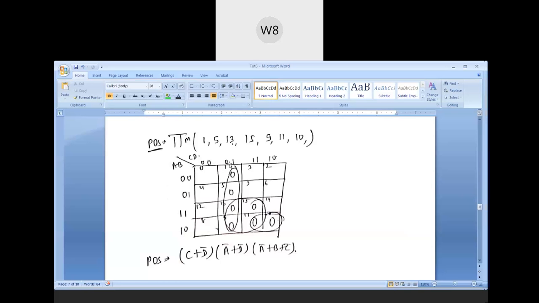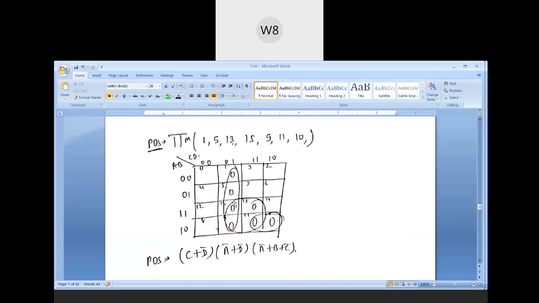So keep in mind that we write each term as the sum, and the sum is written in such a way that it is going to be 0 for a specific input. So here the input is 0 for C, 1 for D. So the corresponding term is going to be C plus D bar, because then only we will get 0 for C equal to 0 and D equal to 1. So the first term that we will get is C plus D bar.